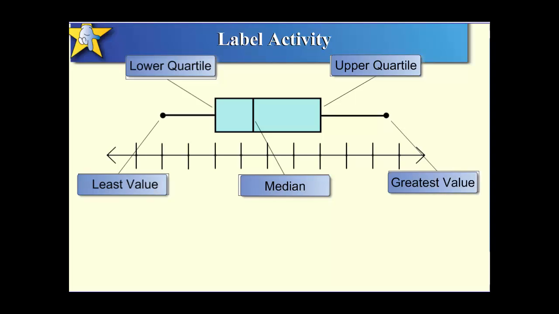Welcome back. If you notice, our minimum or least value was this far point over here. The first part of the box was the lower quartile, or quartile 1. The median is that middle point. Our upper quartile is the upper part of the box, and then the last part, or the furthest data point, is our greatest value. Congratulations.